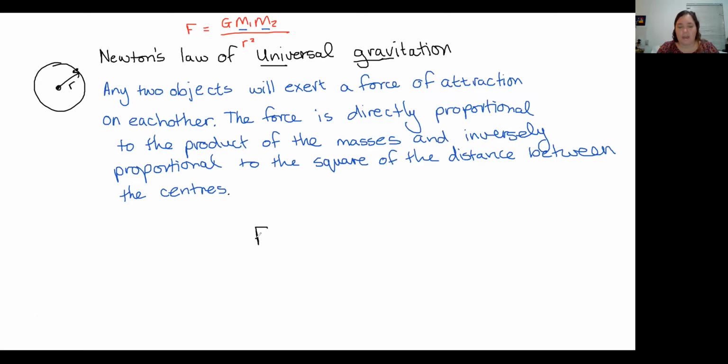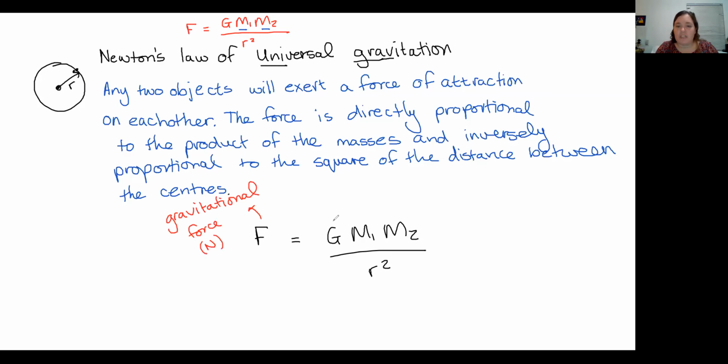Important things here. F is equal to G M1 M2 over R squared. You need to know that F is your gravitational force, and it is measured in newtons. G is the universal gravitational constant, and it is 6,67 times 10 to the negative 11. It does have units, and the units end up canceling everything out so that you get newtons equal newtons, but you don't need to put the units in, so don't worry about that. Both of your masses must be in kilograms. So if you're given anything in grams, you have to convert it.